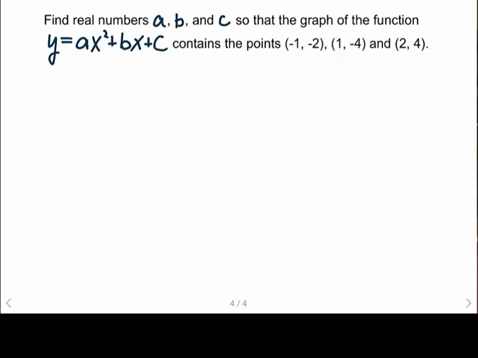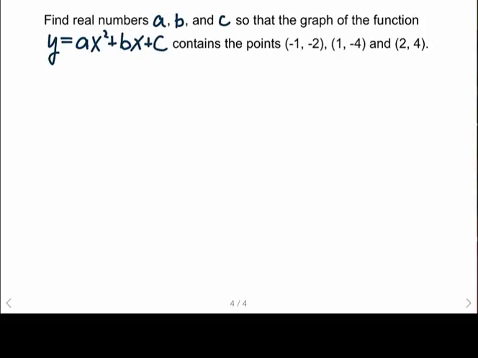We're given instructions: find real numbers a, b, and c so that the graph of the function y equals ax squared plus bx plus c contains the points (-1, -2), (1, -4), and (2, 4). You see the word graph, you think you have to graph. We're not going to graph.